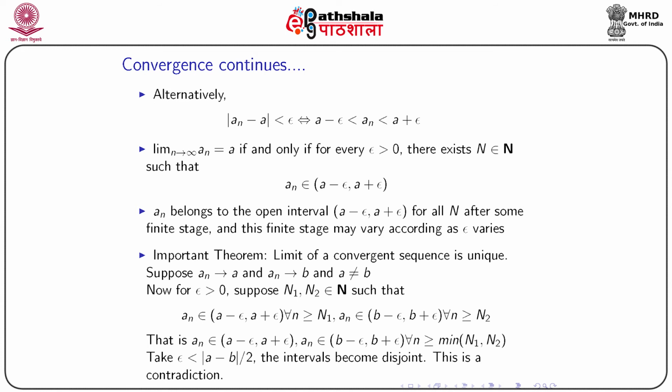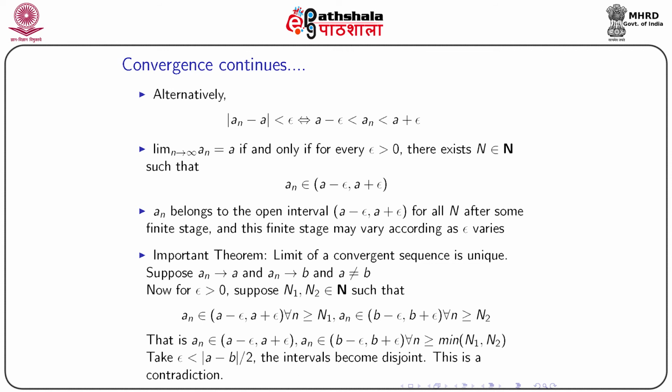Now we take the choice of epsilon to be mod of (a minus b) by 2. If I take epsilon less than mod of (a minus b) by 2, then these two open intervals become disjoint. That means An belongs to interval 1, and once again An belongs to interval 2, where the intervals are disjoint. This cannot happen, so this is a contradiction. So whatever we assumed, that A is not equal to B, is not correct. So we must have A equals B. This shows that the limit of a convergent sequence is unique.